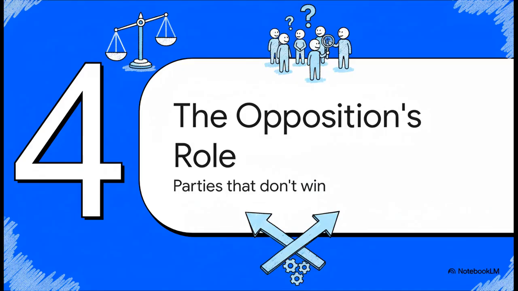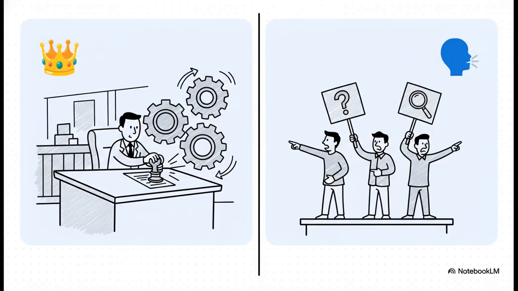Okay, now let's go back to that fifth function we mentioned, the role of the opposition. It's so important that it deserves its own section. Because you see, a healthy democracy needs the parties that lose just as much as it needs the party that wins. So on one side, you have the ruling party. They run the show. They make the big decisions.